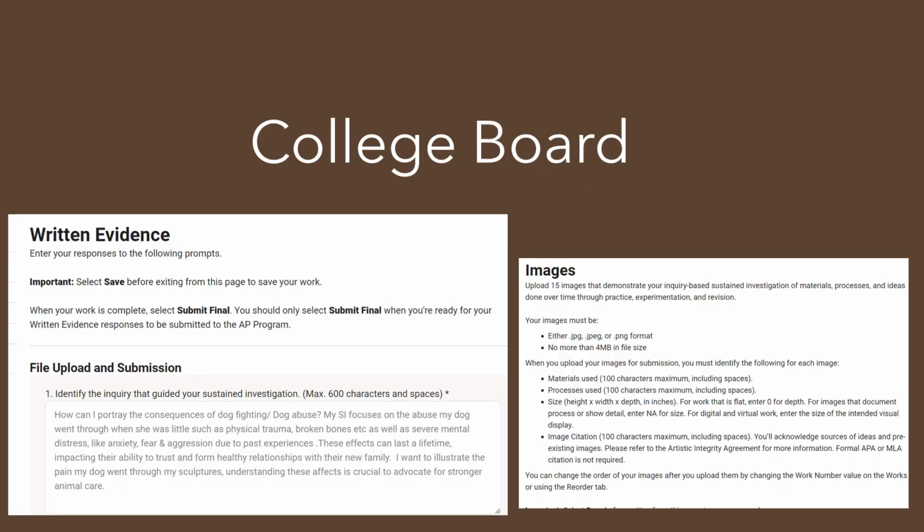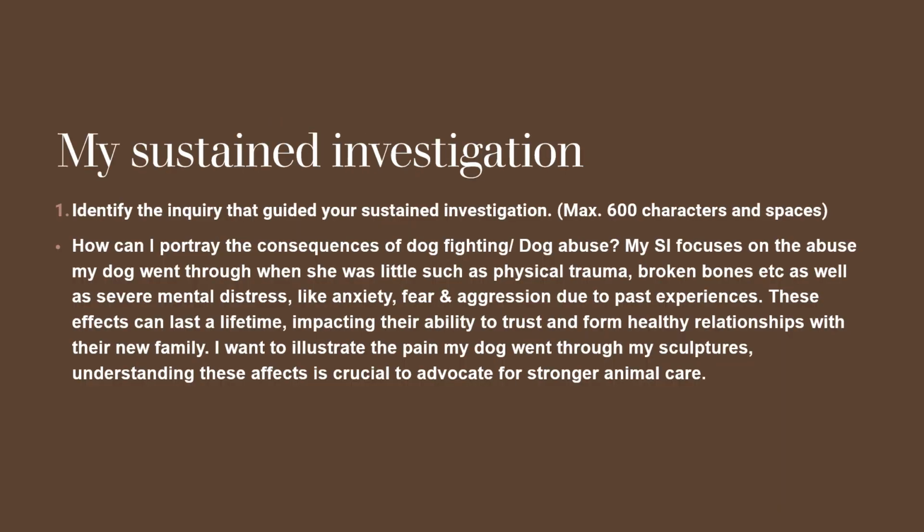On College Board, it's like two tests you're going to be taking. We have images, obviously the sculptures you're making out of your sustained investigation, and then written evidence, which asks two questions about your sustained investigation, or SI. Question number one they're going to ask you is: identify the inquiry that guided your sustained investigation, max 600 characters and spaces. This part can be tricky because I struggled a lot with that, so make sure you're paying attention to that.